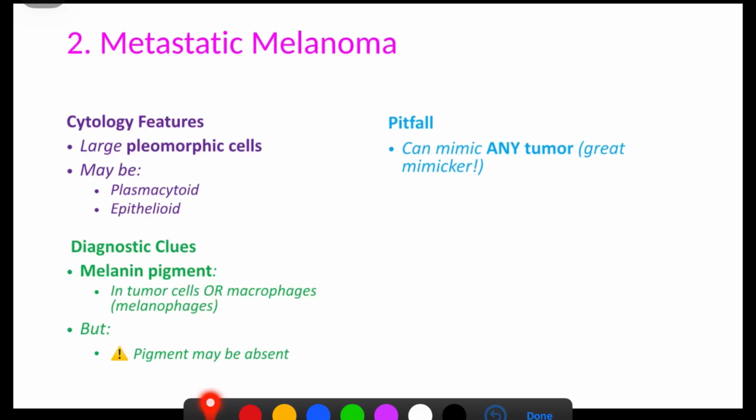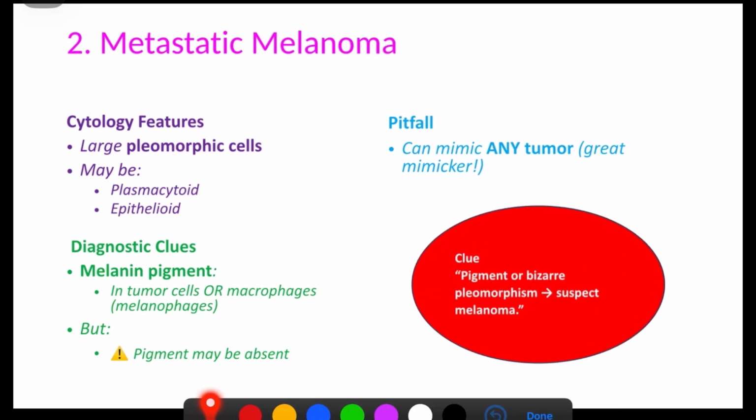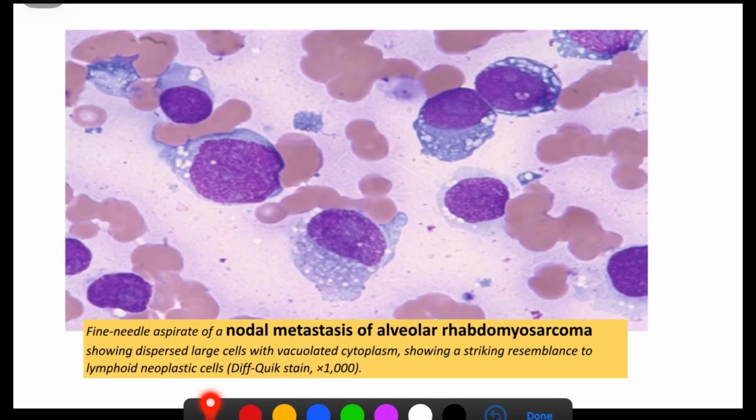Now, second is metastatic melanoma. It shows large pleomorphic cells, maybe having plasmacytoid appearance or epithelioid appearance. So, the diagnostic clue is melanin pigment in either tumor cells or macrophages or melanophages. But what is the pitfall? Pigment may be absent. So, on the basis of only pigment, we cannot identify malignant melanoma. So, what do we have to go for? Whenever we find bizarre pleomorphic cells, suspect melanoma and go for IHC.